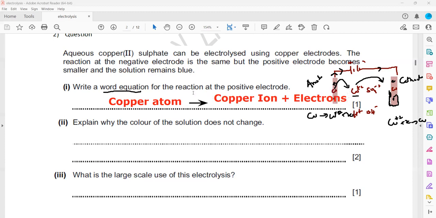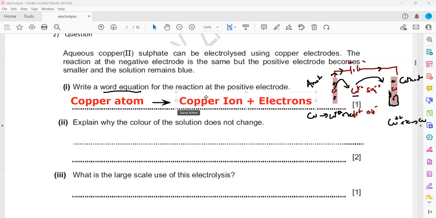So this is a word equation for the change at anode. Then why does the color of the solution not change? Whenever we are doing electrolysis of aqueous copper sulfate using a copper electrode, the color does not change. What is the reason for that? Because the amount of copper ion which entered the solution and the amount of copper ion which left the solution will be the same.